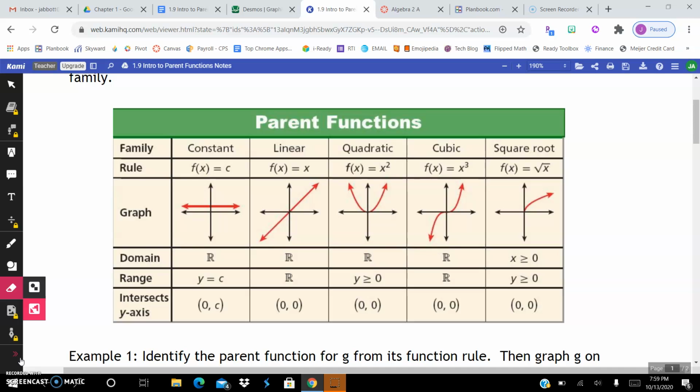can have is just the square root of x. And it is starting at the point 0, 0 and extending in the first quadrant. Our domain and our range are both greater than or equal to 0, so everything's positive in that parent function.